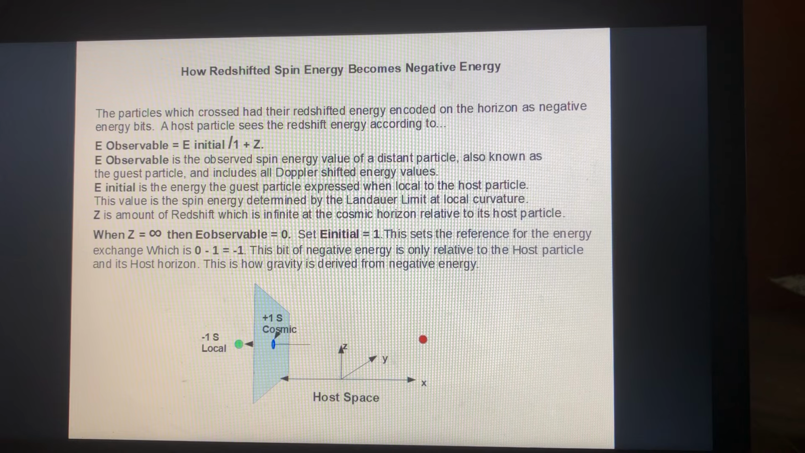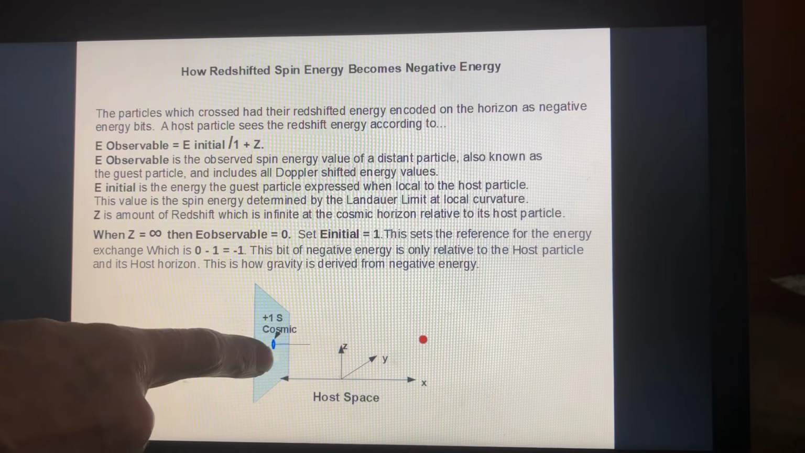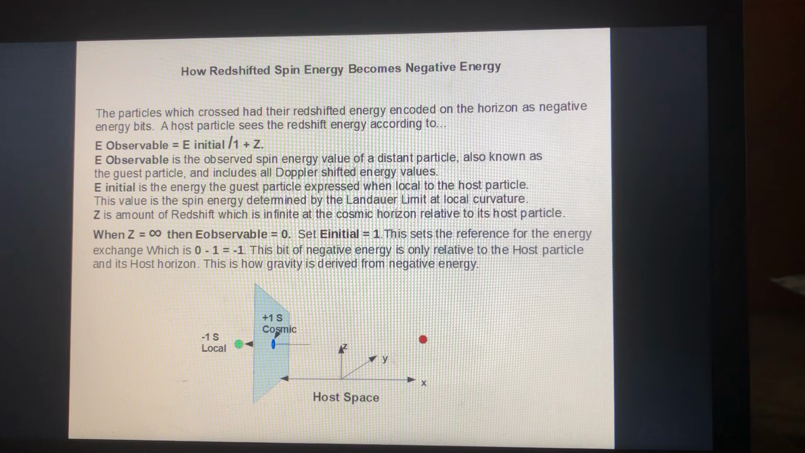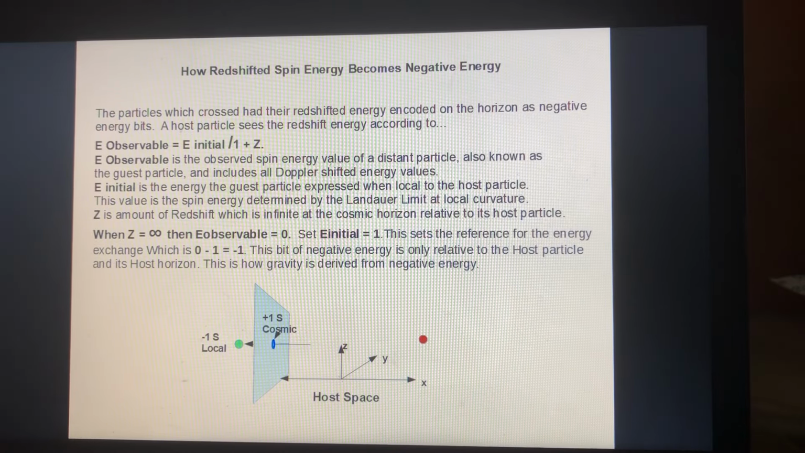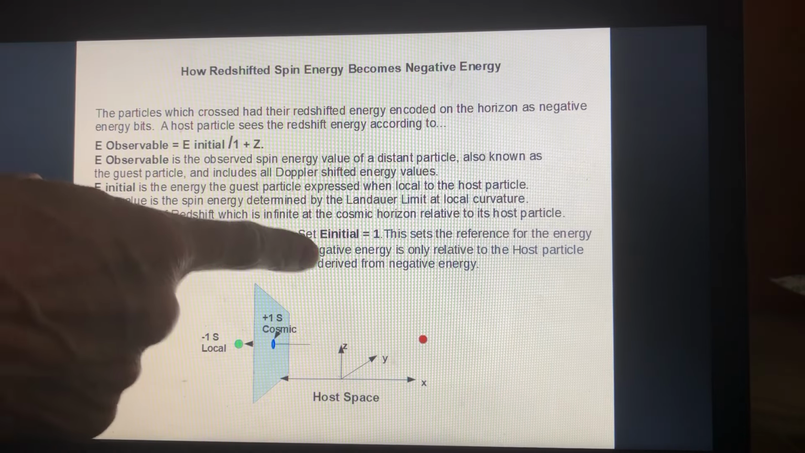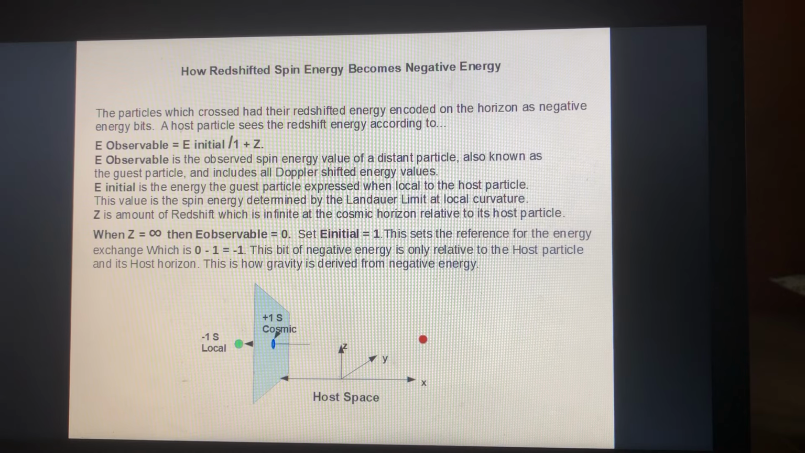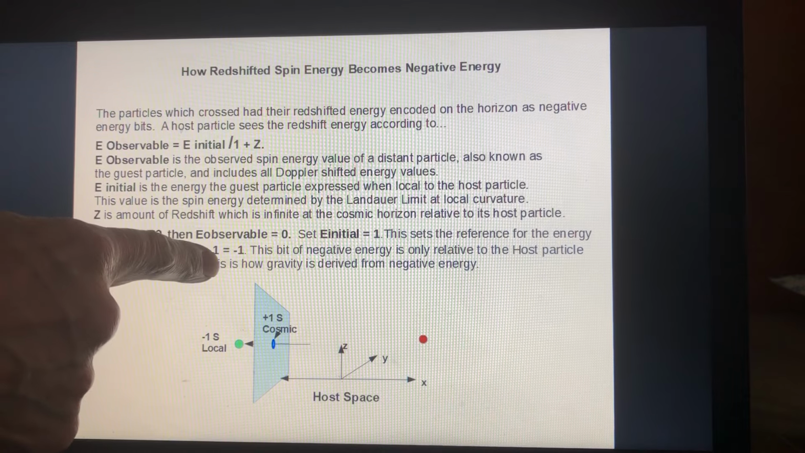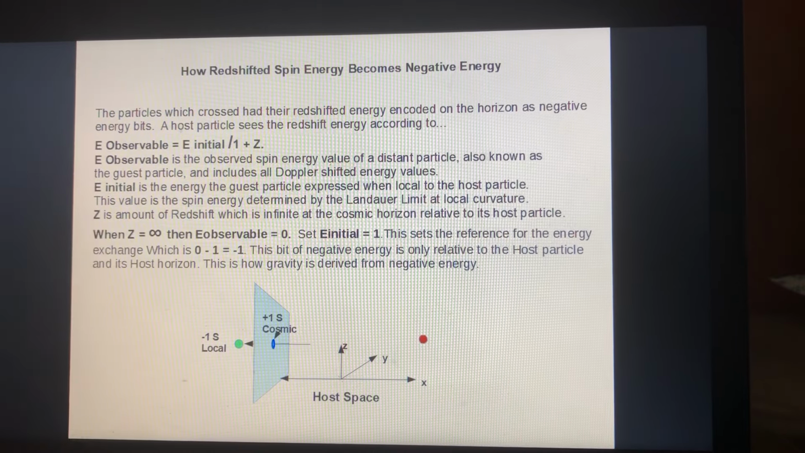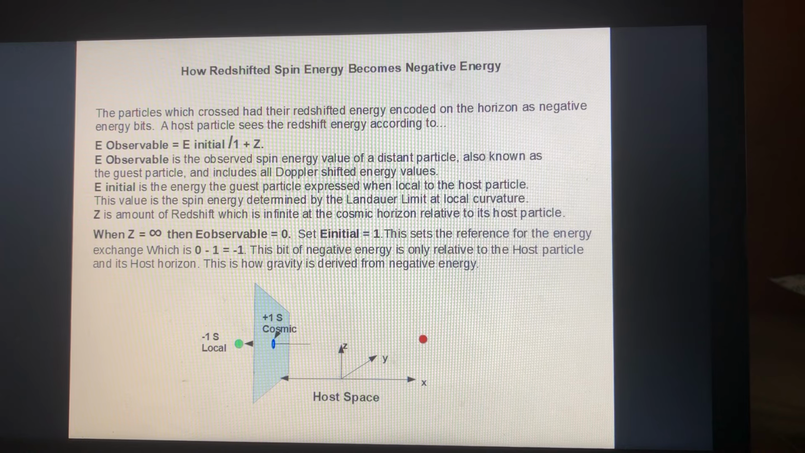particle. So when the redshift becomes infinite, when this particle crosses that horizon, then E observable becomes 0, because E initial divided by 1 plus infinity equals 0. So then let's set the E initial to 1. Let's just make it 1 spin unit. So in this case, E observable equals 0. We have 0 minus E initial, which is 1, equals minus 1. This bit of negative energy is only relative to the host particle and its host horizon. And this is how gravity is derived from negative energy.